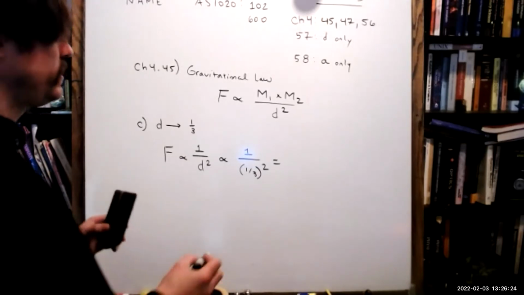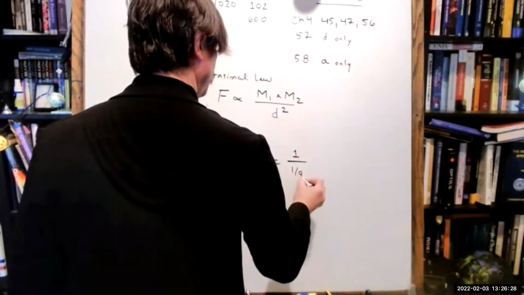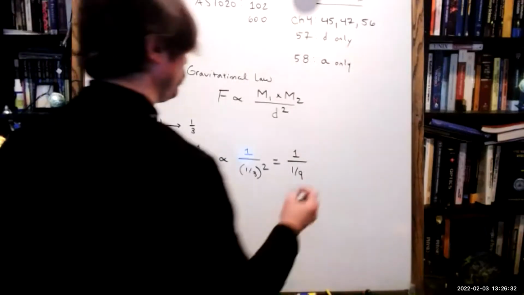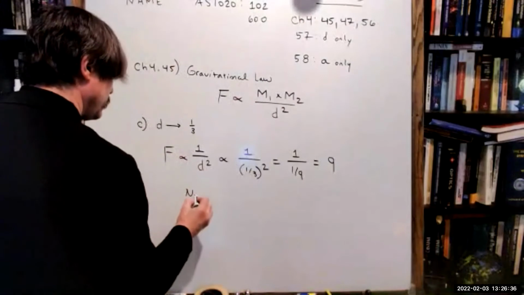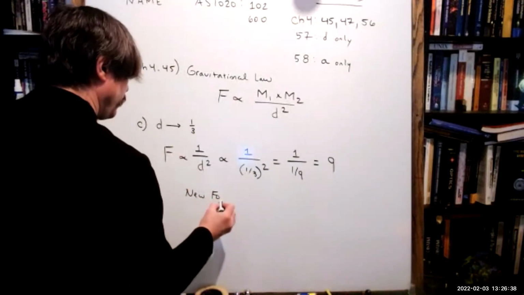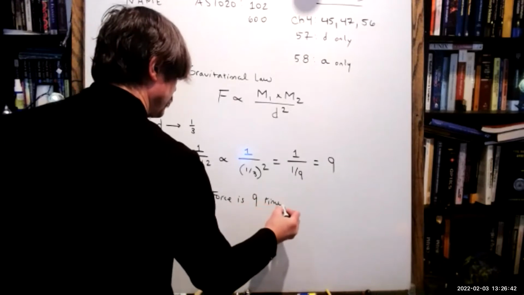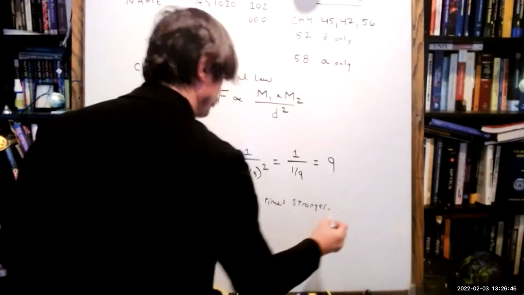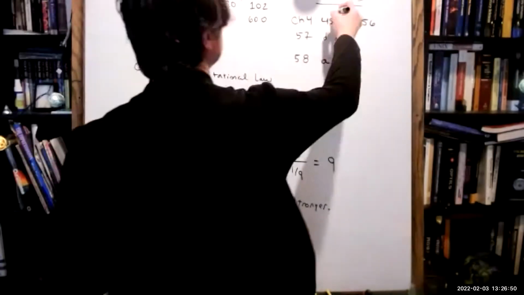9. Yeah, it's 1/1/9. The bottom of the bottom fraction flips up to the top. The new force is 9 times stronger. And that covers question 45.